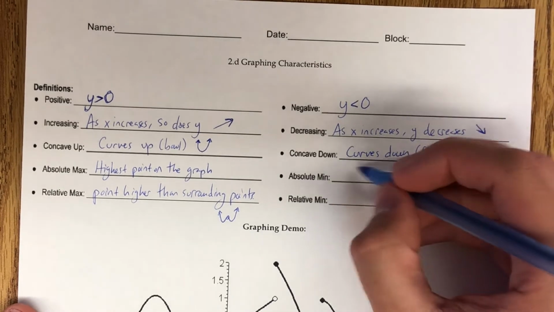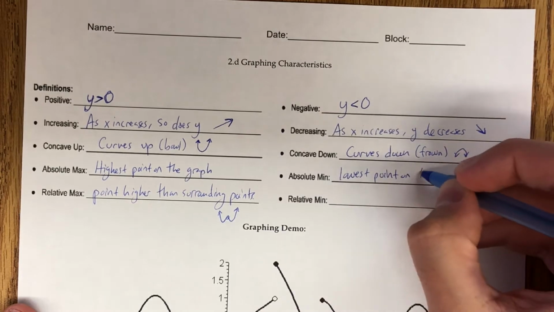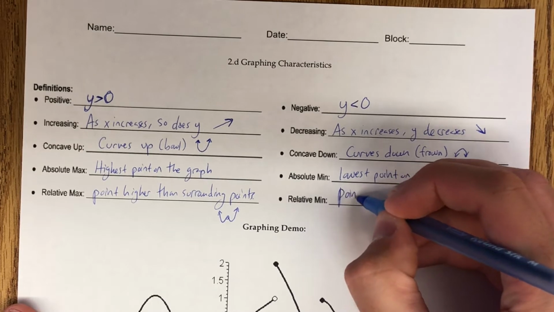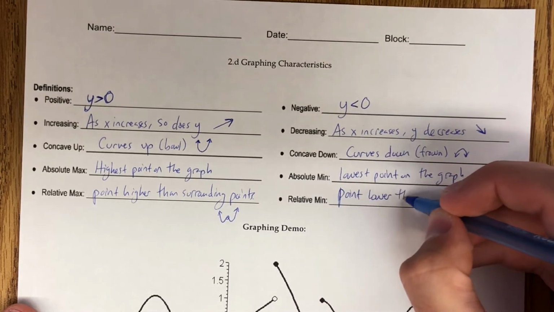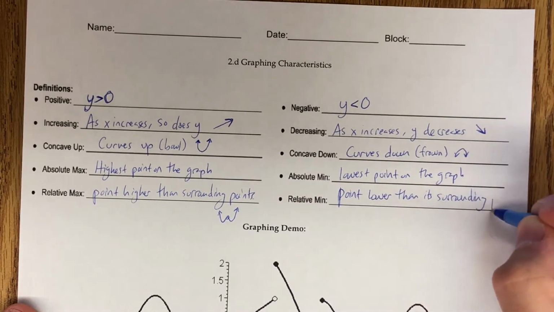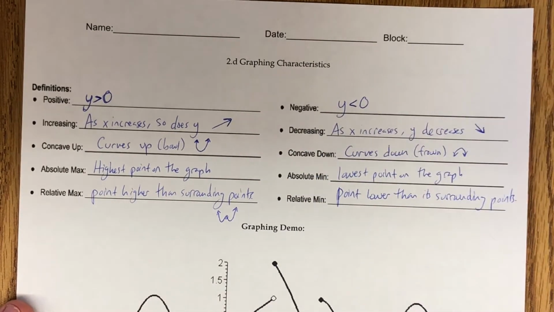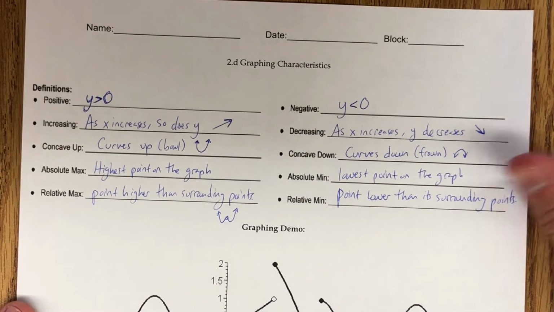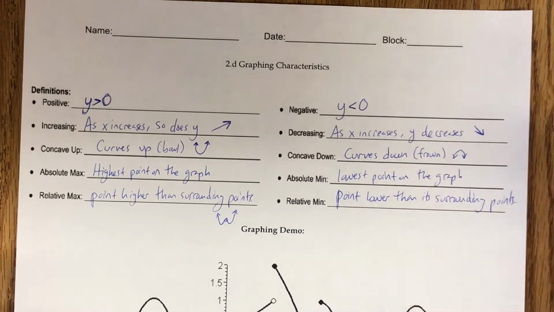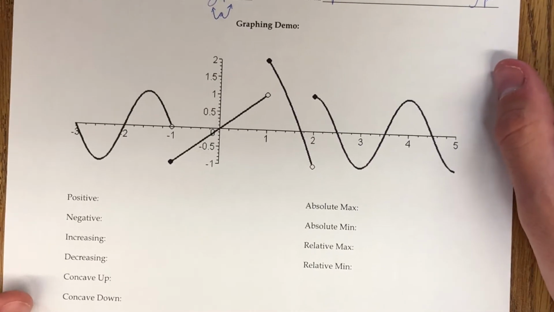An absolute minimum, well, that's the lowest point on the graph. And a relative minimum would be a point lower than its surrounding points. So I'm sure you can see how it would be valuable to first find absolute maxima and minima before finding relative maxima and minima. So these are the things we're going to be looking for. So we're going to do a couple of problems where we're looking at graphs and determining these characteristics.